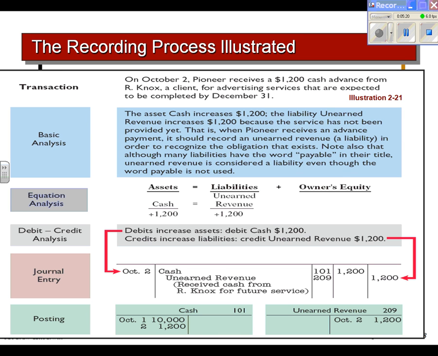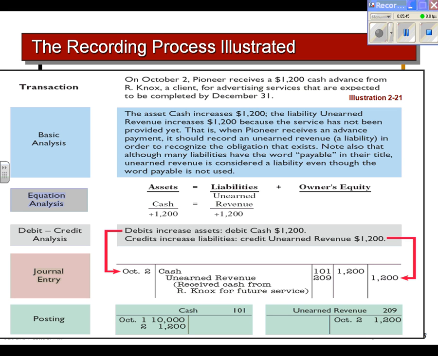This next one shows where we're receiving a cash advance. And the reason I'm pinpointing these is because we're going to go into more detail with the unearned revenue and prepaid accounts in Chapter 3. So this is just an introduction to it. We'll go into greater detail in Chapter 3, but one of the problems that we're going to cover has these types of transactions.